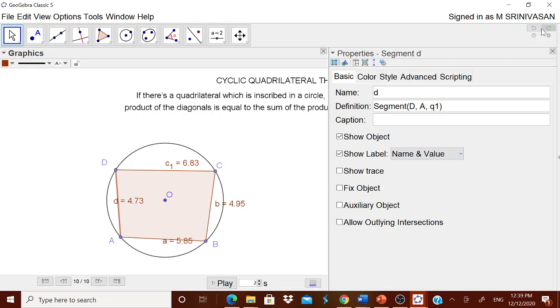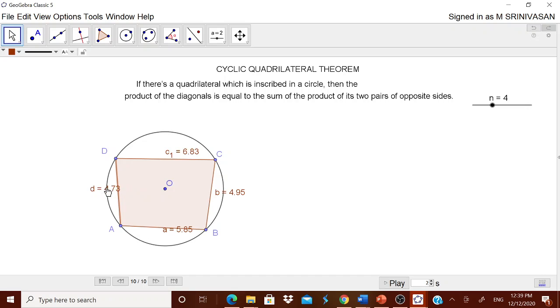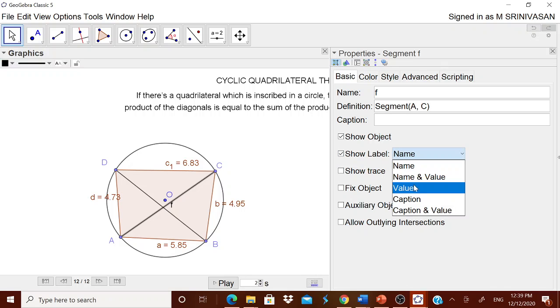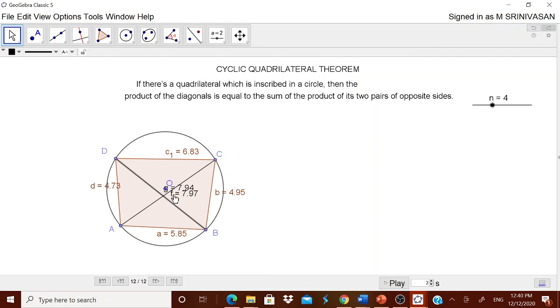Now here you should be a bit careful. Remember, one side is a, another side is b, another side is c1, because c is reserved for the circle which you have drawn in the beginning. Well, now let us go for the diagonals. Go to the segment tool, draw AC and then draw BD. Once again, escape. Come back to AC, right click it and go to object properties. You can ask it to show its name and value. Okay, it is showing as f to me, then it is g. Okay, good. Therefore now I know that this is f and this is g. Good.